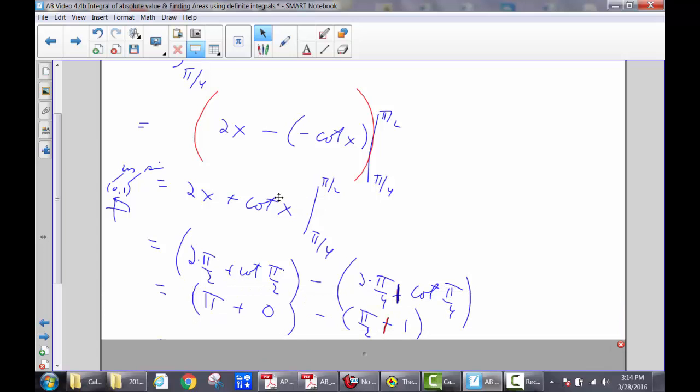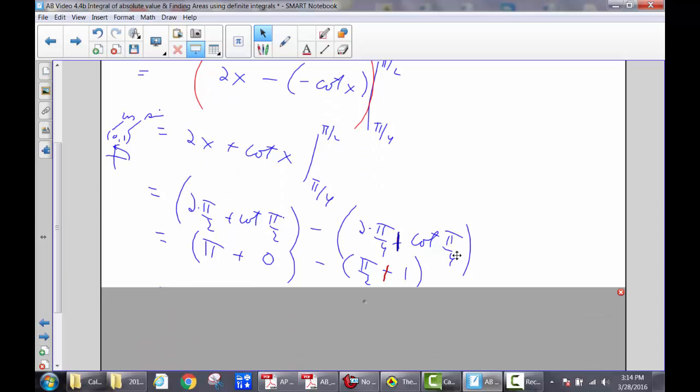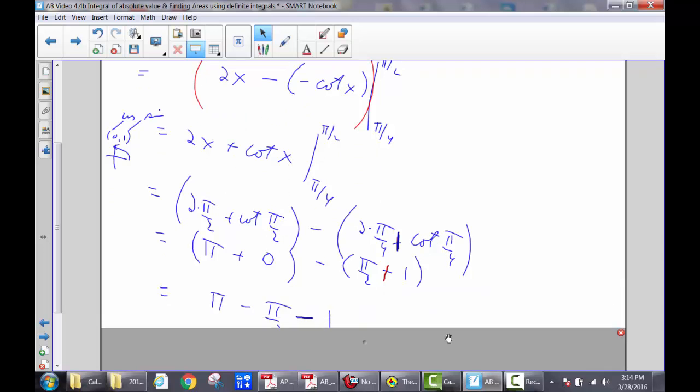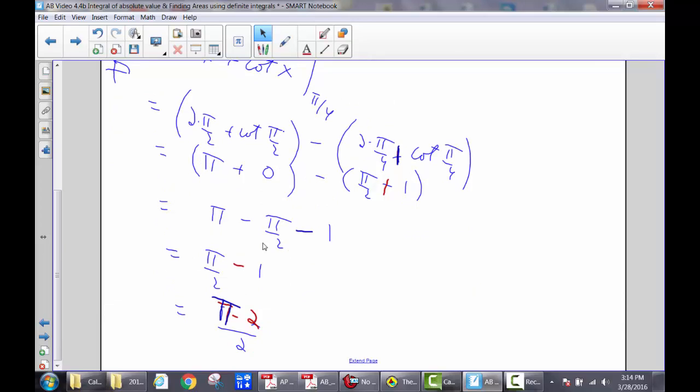You plug in the pi over 2 first in parentheses, minus, very important, this next set of parentheses. And then you replace the x's by pi over 4. And of course that requires you to know how to find the cotangent of pi over 2 and pi over 4, but that's algebra 2. Your answer, either this one or this one, is a single fraction.